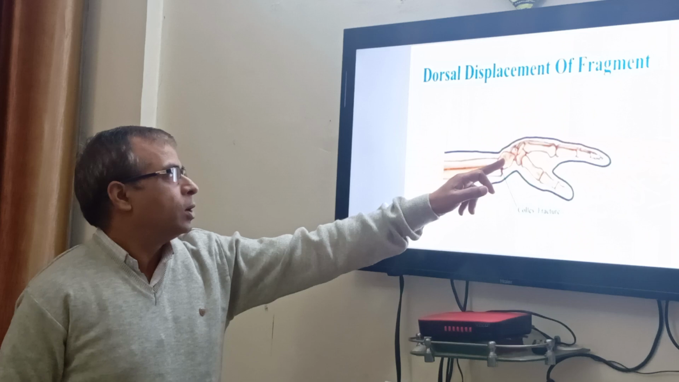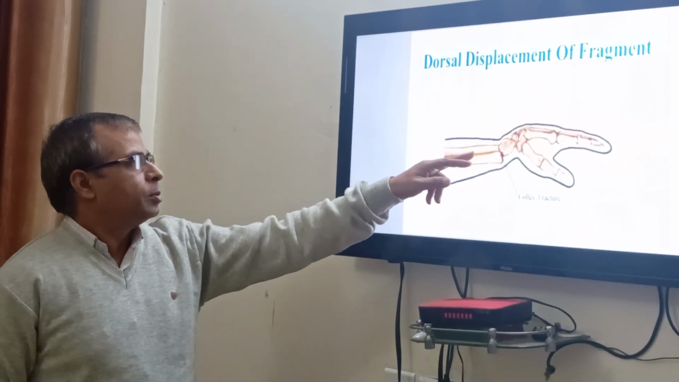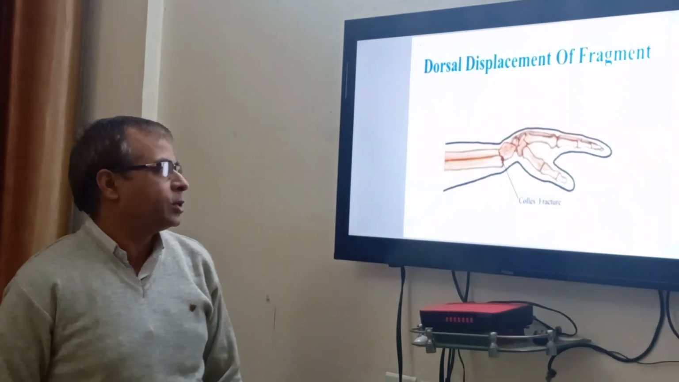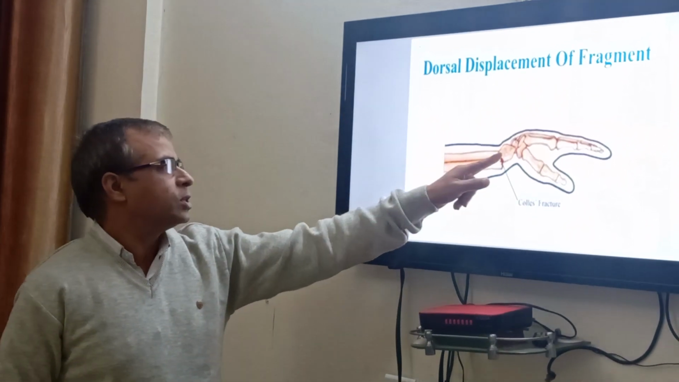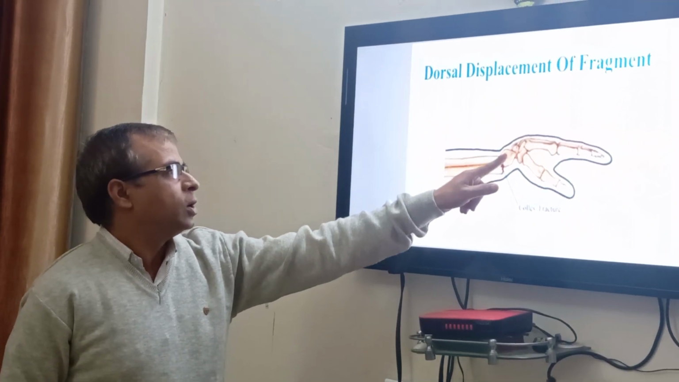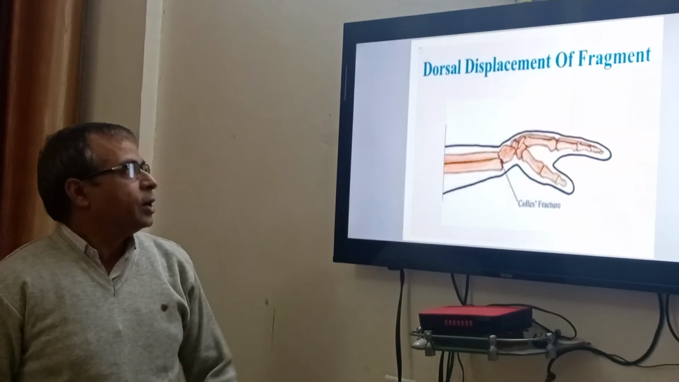Always remember the term dorsal displacement means the dorsal displacement of the distal fragments. This is the radius and this is the distal fragment. It is displaced dorsally. So it is the dorsal displacement.